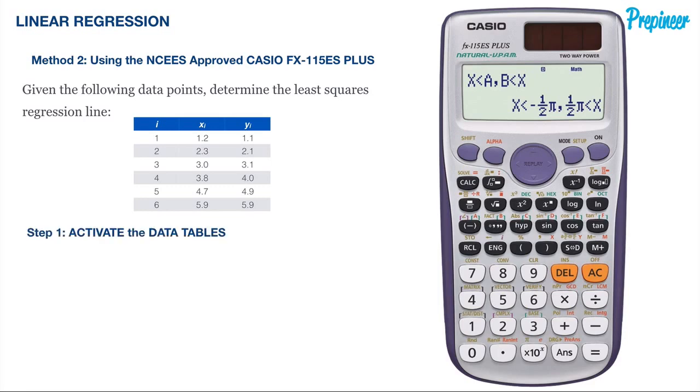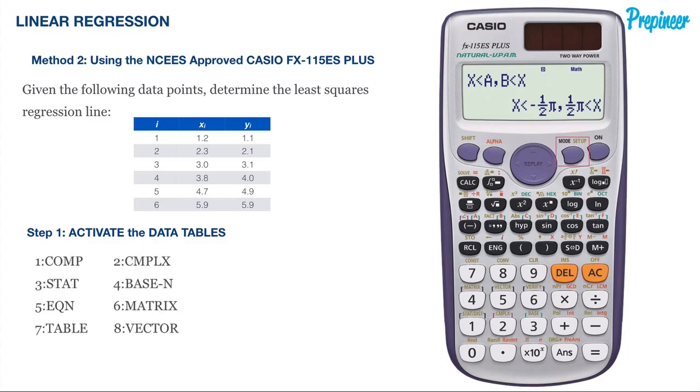So the first step is to activate the data table so we can store the data we are given in the problem statement. To do this, first hit the Mode button to come to a menu that looks similar to this. Once on this screen, press 3 to select option 3 for statistics, and we will be brought to a menu that looks similar to this. Here you will press 2 to select option 2 for A plus BX.